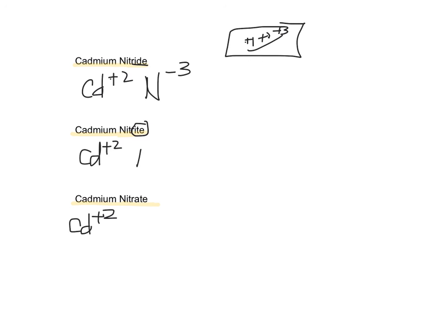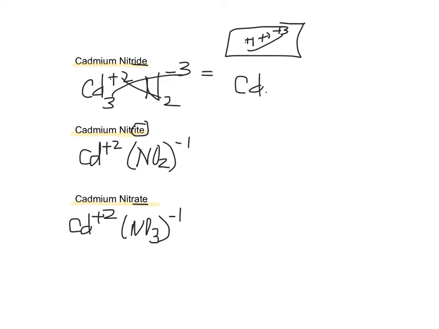Nitrite is on the back of your periodic table. NO2, put in parentheses, -1. And nitrate is NO3, -1. And then just do your swap and drop. We're going to drop down the 3, drop down the 2. We need 3 cadmium ions and 2 nitride ions to be balanced.